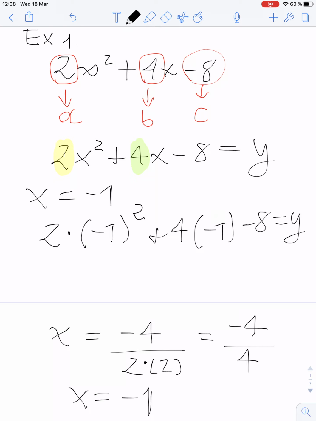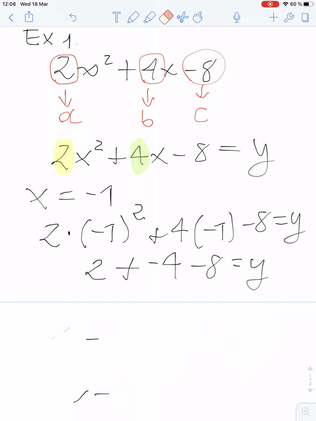By doing this in your calculator, you're going to get this value. Minus 1 to the power of 2 is 1, times 2 is 2, plus 4 times minus 1 is minus 4, minus 8. The final value for y is going to be 2 minus 4, which is minus 2, minus 8 is minus 10.